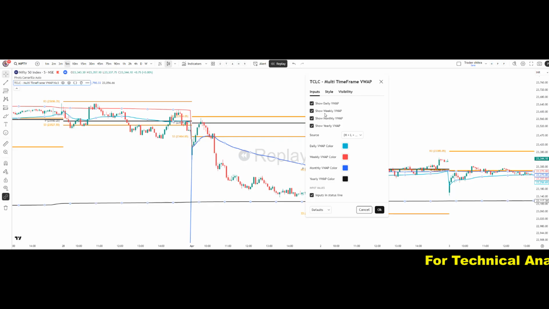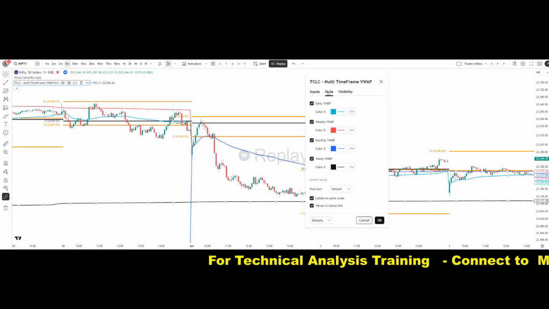But if you are looking into the intraday chart, the 5 minutes chart, or even the 1 minute chart, or even if you are looking into the weekly time frame, daily time frame, whatever time frame it is, you can still see the 4 different VWAPs. And here we have an option to change the colors, because there are 4 VWAPs, so we have to set different colors.